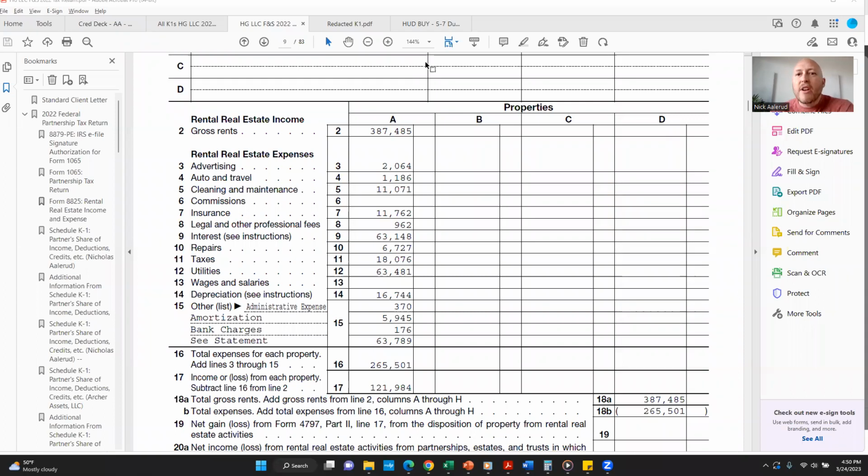I just wanted to do a very quick tutorial for those of you who are new with K1s or Form 1065s. So Form 1065 or a K1 is the document that you will receive from the partnership every single year before tax time, preferably before April 15th. This year we had some challenges, but we're going to be on track for next year, which is normal for the first year of any partnership.